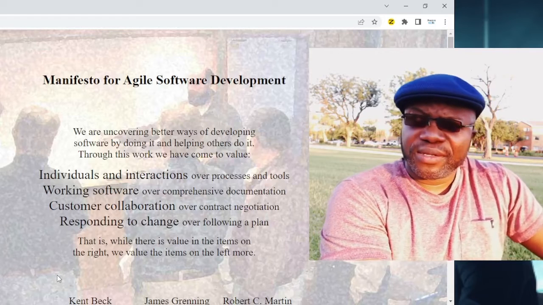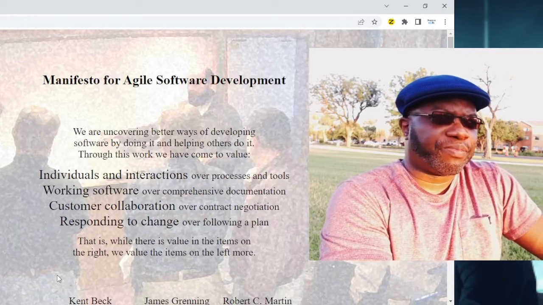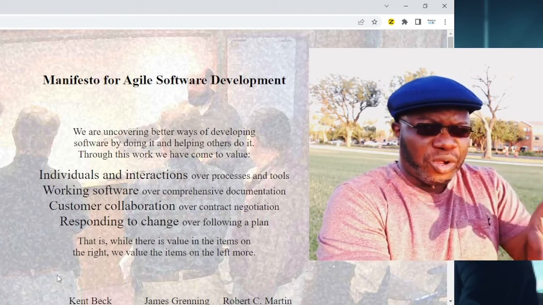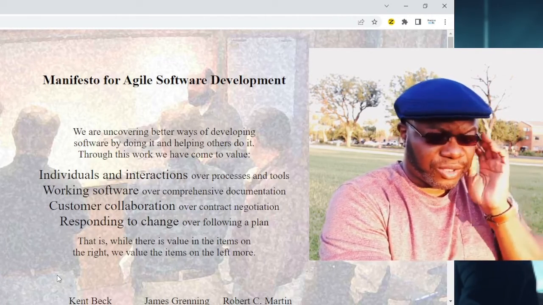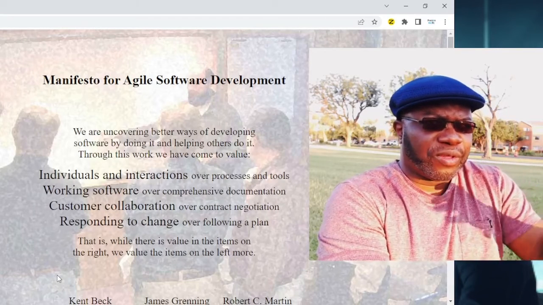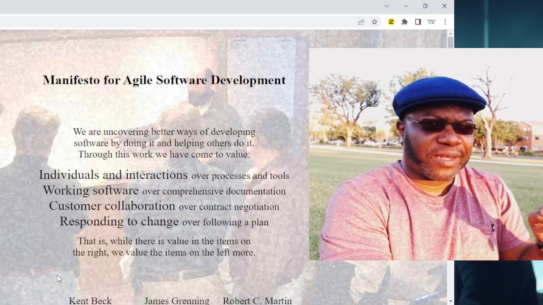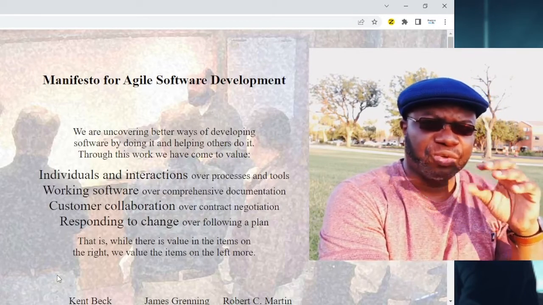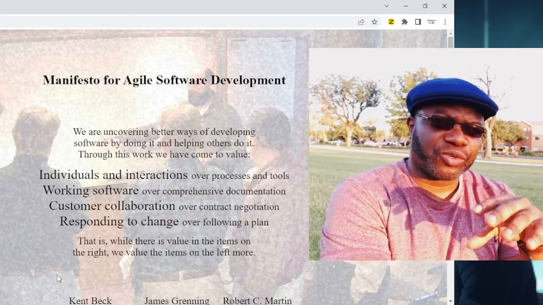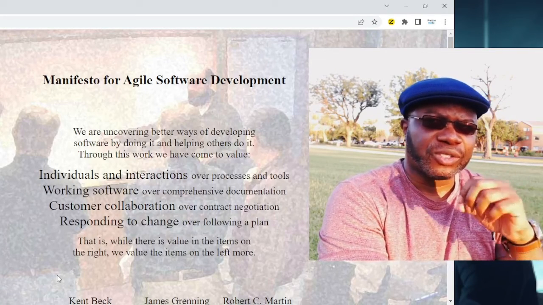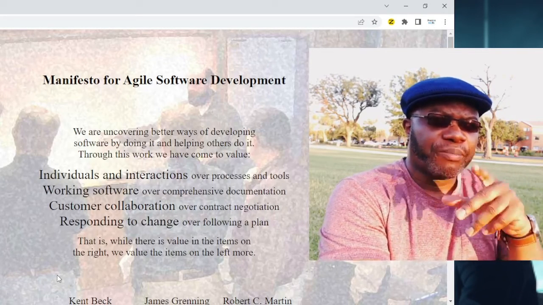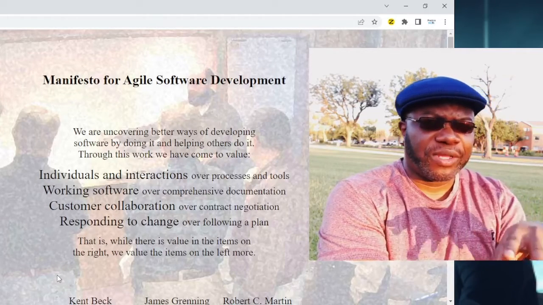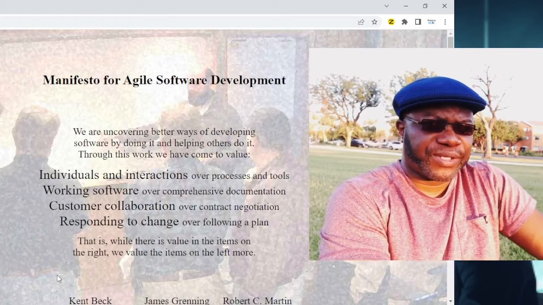So what does that mean? It means that as a business professional, as a team player, as a team member, when you look at the world around you and the people around you, value the individuals and how they interact over the processes and the tools. It's not saying processes and tools are not good, because processes and tools establish a framework for us to do a lot of stuff. But being agile is all about valuing the people and how they interact over the processes and tools.